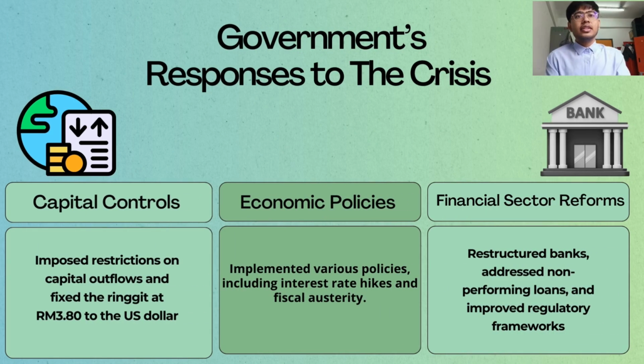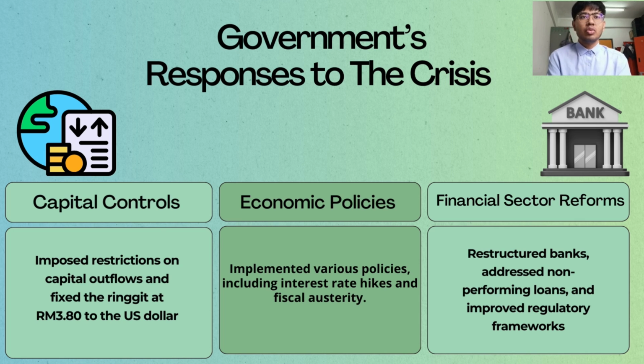Next, the Malaysian government took several measures to address the crisis, which are capital control, economic policy, and financial sector reforms. For capital control, the government imposed restrictions on capital outflow and fixed the ringgit at 3.8 ringgit to the US dollar. For economic policy, the government implemented various policies including interest rate hikes and fiscal austerity. And for financial sector reform, the government restructured banks, addressed non-performing loans and improved the regulatory framework.